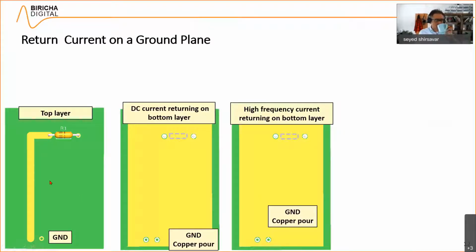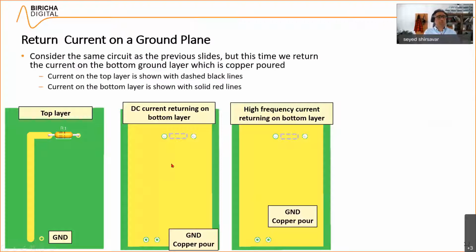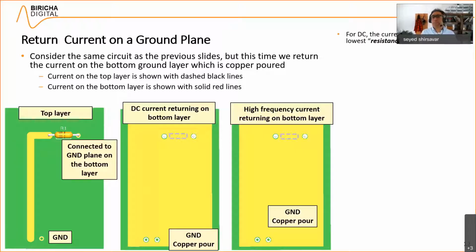Here I have got a PCB. This is the top layer, and let's say that the return from here is going to ground, and this is the bottom layer, which is the copper pour of the ground layer. I am going to show the current on the top layer with dashed black lines, and the current on the bottom layer with solid red lines. So this bit here is connected to ground, and of course the bottom layer is the copper pour. Now, a DC current will take the path of least resistance.